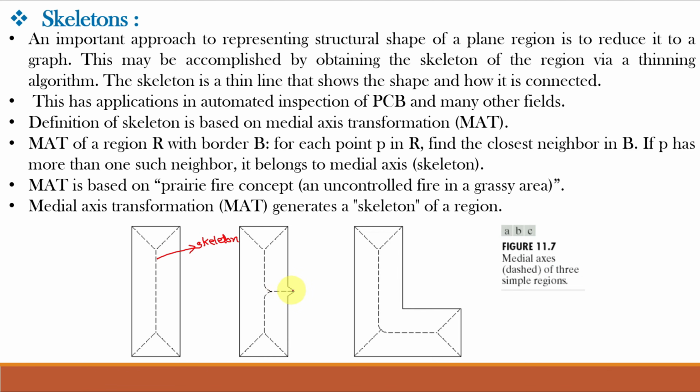Similarly, if the shape is a little bit different like this, the skeleton will be different like this, and this will be the skeleton of this L-shaped region. So the medial axis transformation generates the skeleton of a region.